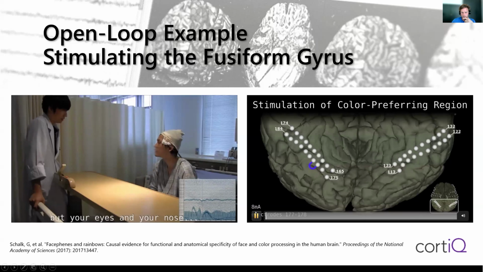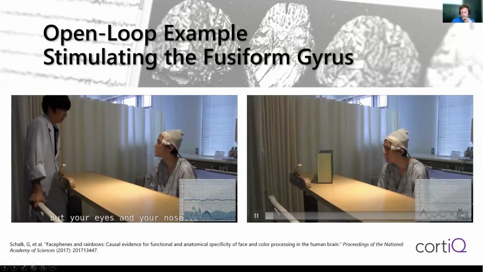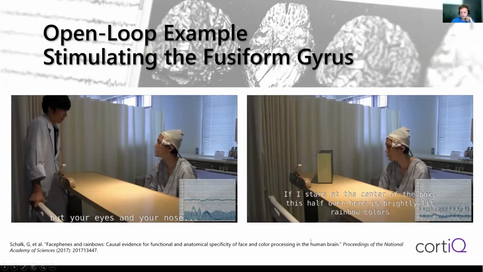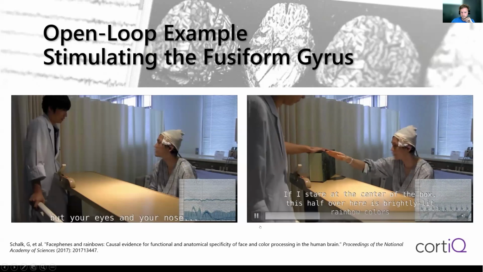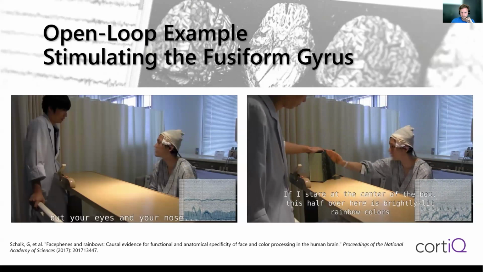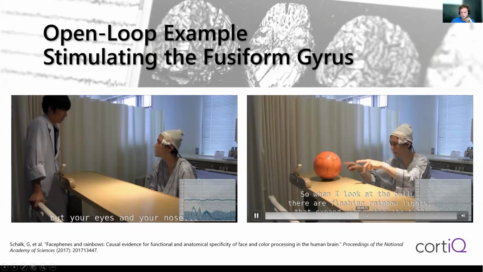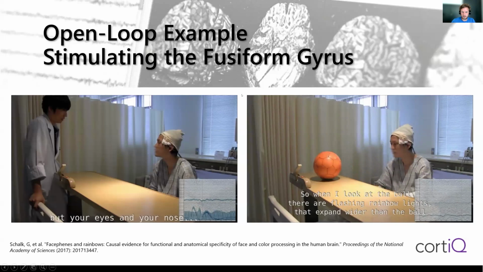So in the very same setting, the color specific region was stimulated just a couple of electrodes away with the very same protocol. And here the patient reported that this structured black box turned into a very colorful object, I think rainbow colors. Okay, and the same then for the ball. And so on. I think you get the point, right? So this is a very, very powerful procedure, but of course you have to apply it very carefully.